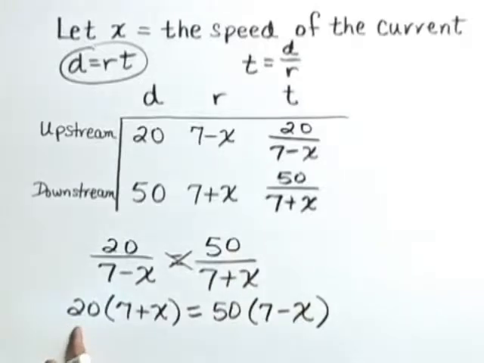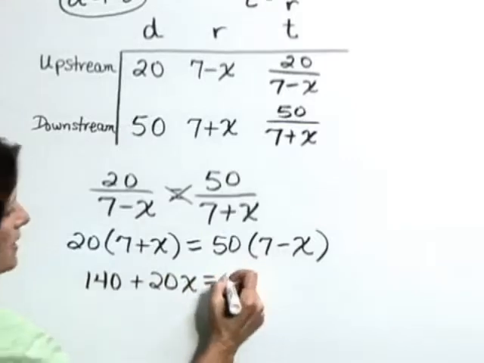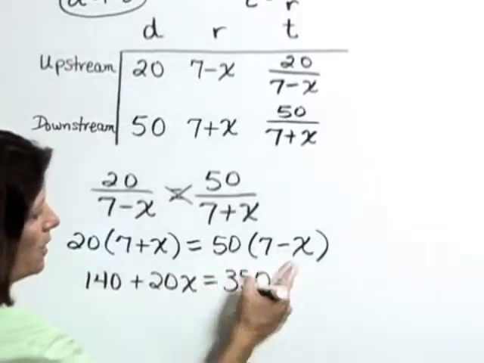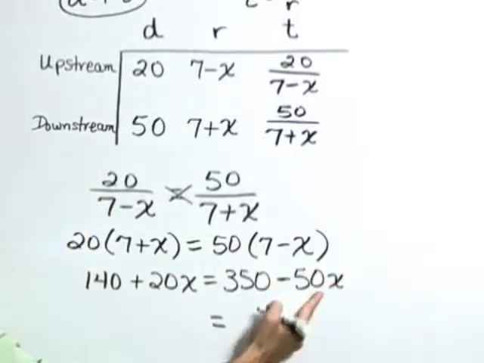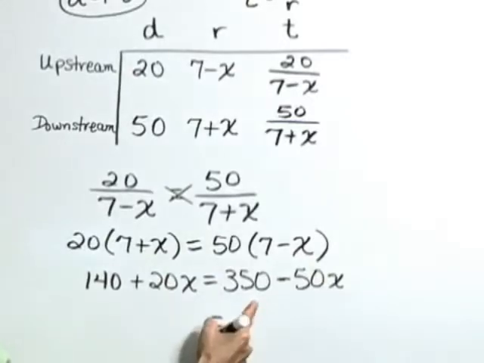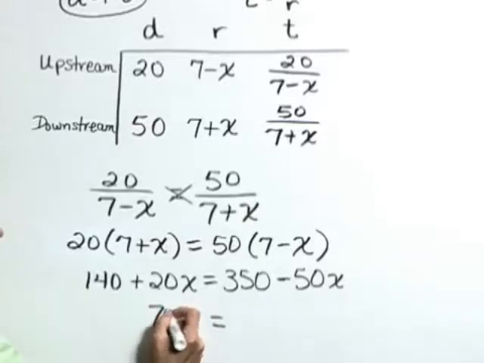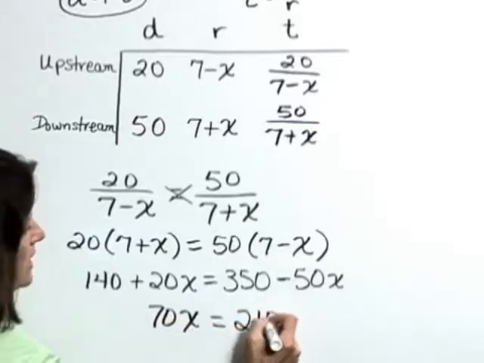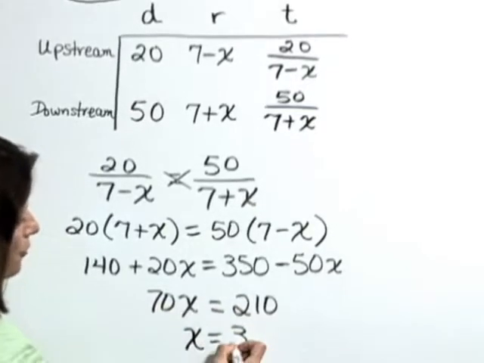And let's multiply, distributing. 20 times that 7 is 140, plus 20 times x is 20x. On the right, 50 times 7 is 350 minus 50 times x, which is minus 50x. Now let's get our variables on the same side and our numbers on the other side. Adding 50x to both sides gives 70x on the left. Subtracting 140 from both sides gives 210 on the right. As a last step, divide both sides by 70 to get x is equal to 3.